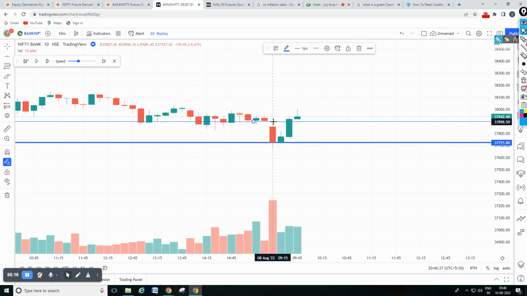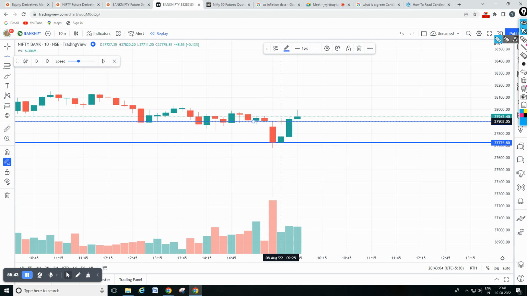This is a point, sir. This is the bottom point, same point. So you can consider this is the high and this is the low. If the market has to go up, it has to cross the high point.